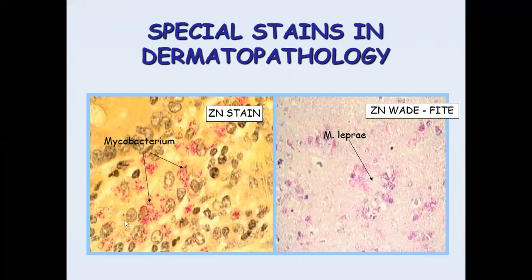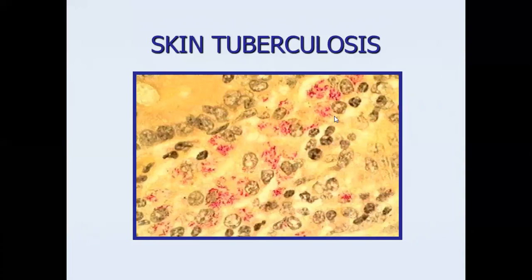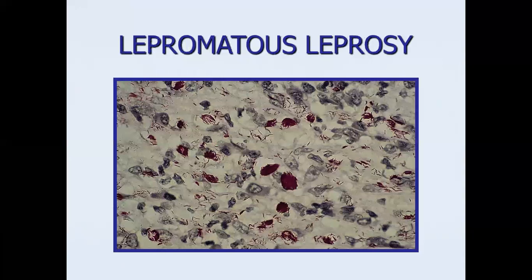Then certain special stains we use for infective diseases. ZN stain, Ziehl-Neelsen stain, would stain the Mycobacterium tuberculosis, and a modified ZN stain, which is called the Wade-Fite stain or Fite stain, is used to stain the Mycobacterium leprae. So this ZN stain will appear as pink rods, and we have to see these mycobacteria on oil immersion or 100 magnification.